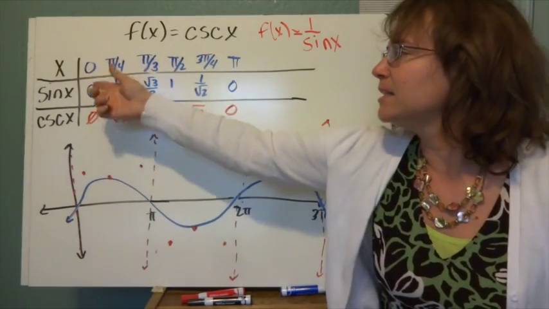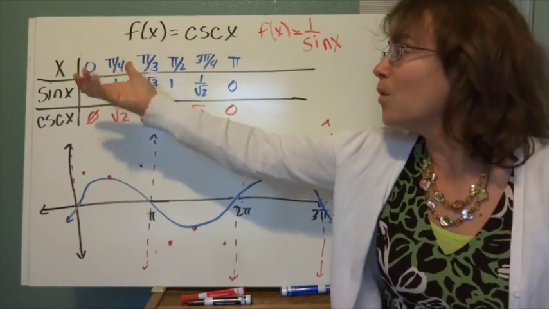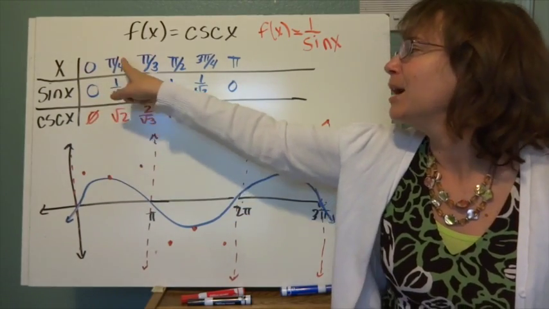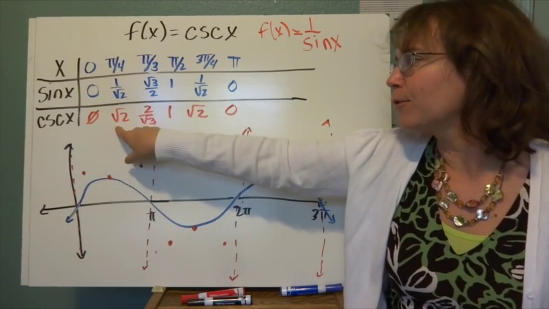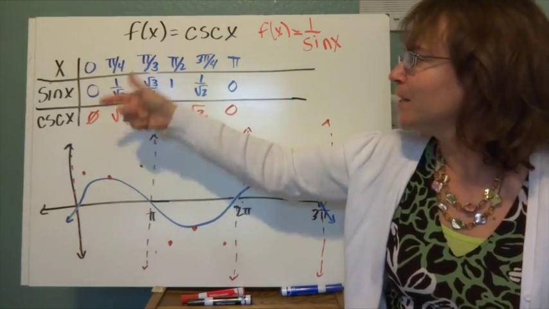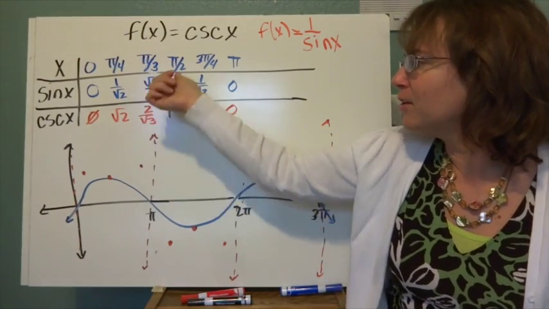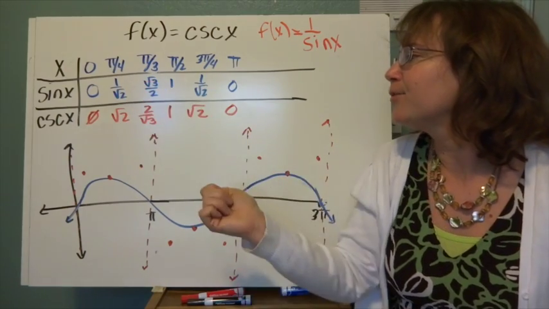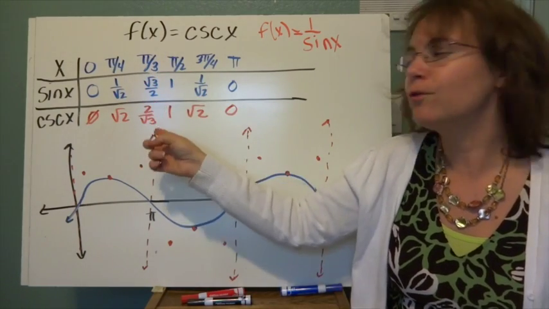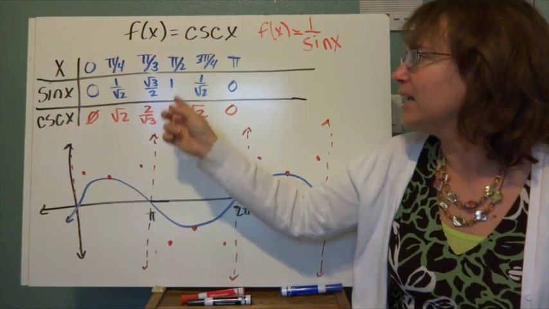Now when x is equal to 0, sine is 0. 1 over sine is undefined. Pi over 4, I have 1 over rad 2. Flip the fraction for cosecant, and I have rad 2. Pi over 3, so I've got some values in between, so you can see a little bit what's happening in between. Rad 3 over 2, flip the fraction, I have 2 over rad 3. And I have a 1 here at pi over 2.